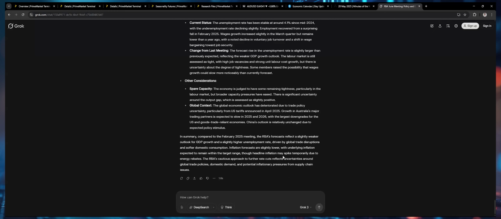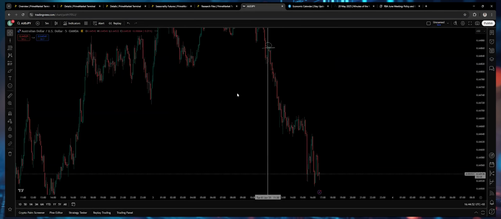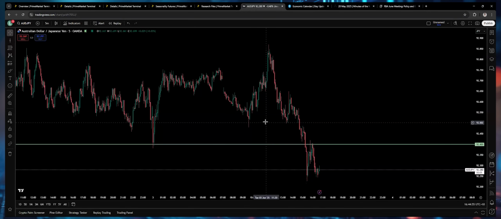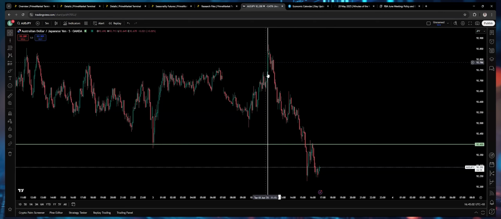Inflation forecast is slightly lower. This is really bad for the currency. Short Australian dollar. Okay, at least I'm not saying forever. I'm saying that for this trade, or even for Australian Japanese yen, let's say, short here as well. 11:30. When was that? 11:30 here. So 11:30 went all the way up, and then here you waited, and then you would short that. Australian dollar again.